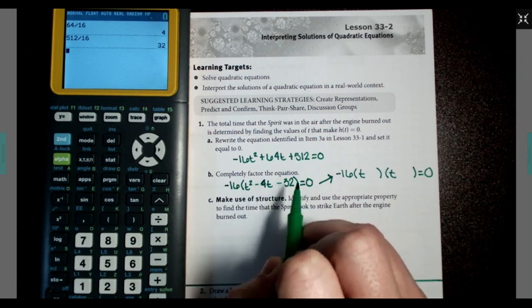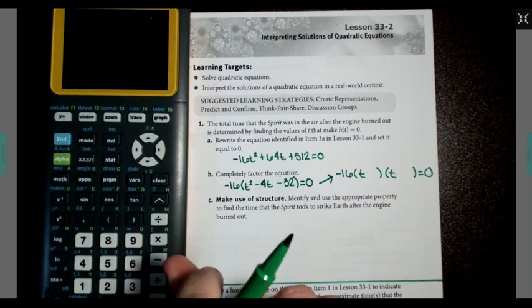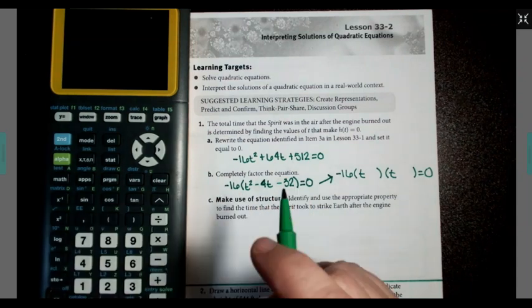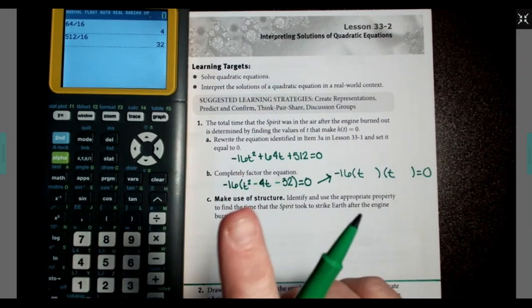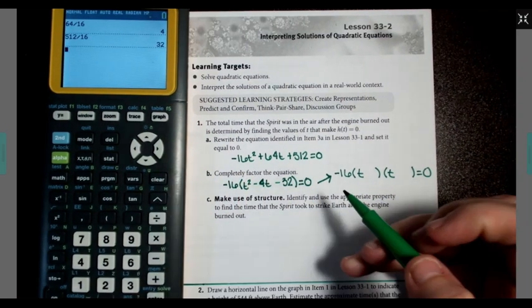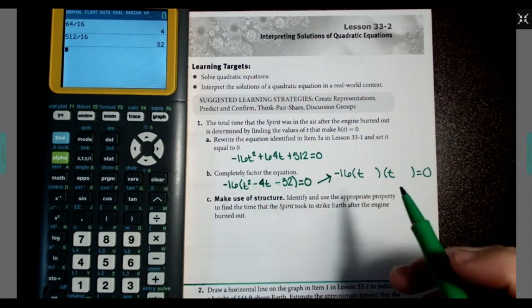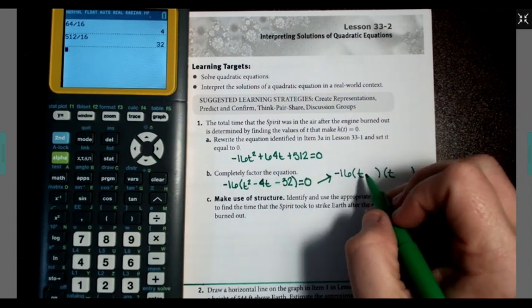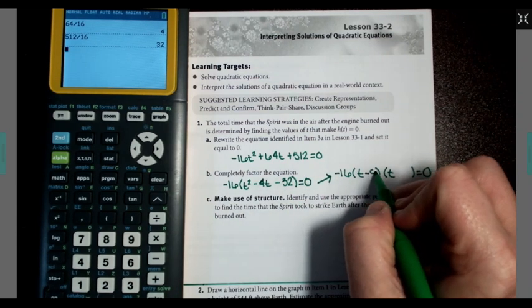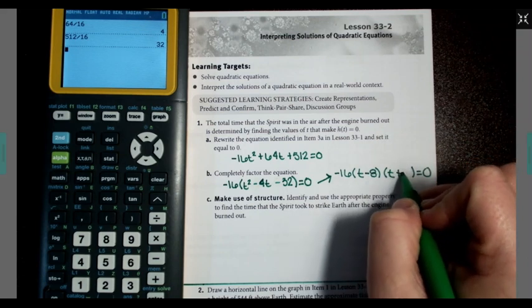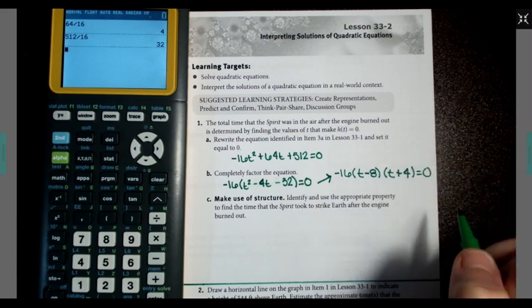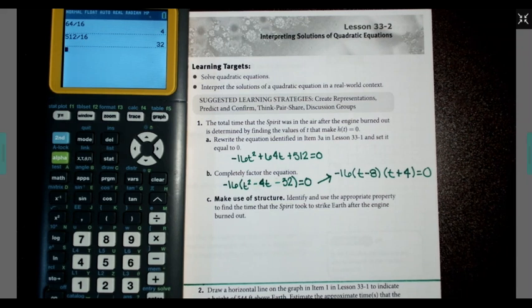because 8 subtracted by 4, because one's going to be positive, the other's going to be negative, right? But I need the bigger number of those two to be negative. So we're going to have negative 8, positive 4. This is what we call the completely factored form of it.